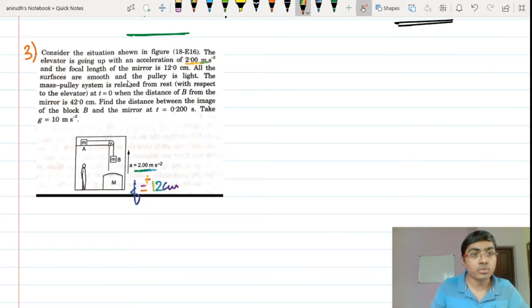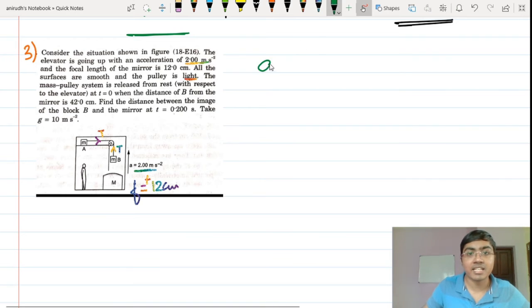All the surfaces are smooth and the pulley is light. The pulley is light. So that means if the pulley is light, simply I can say that if this tension is T, then this tension is also equal to T. Okay, so you can very easily make the equations from whatever classes that I have taken, whatever discussions that we have previously had. See, at least you can identify directly what is the acceleration here.